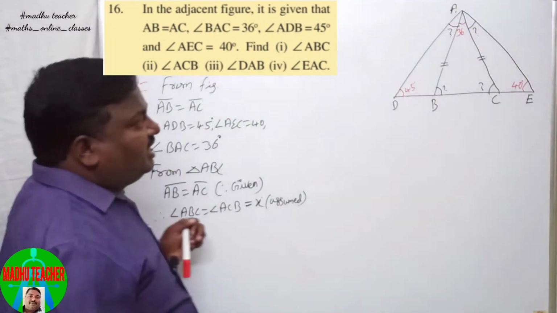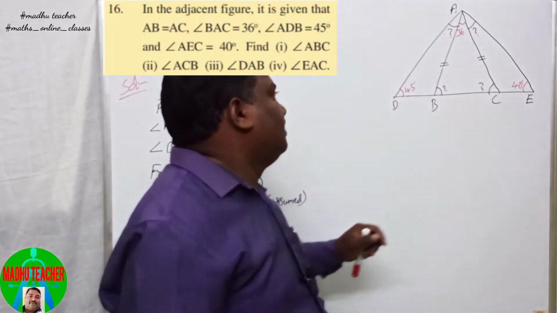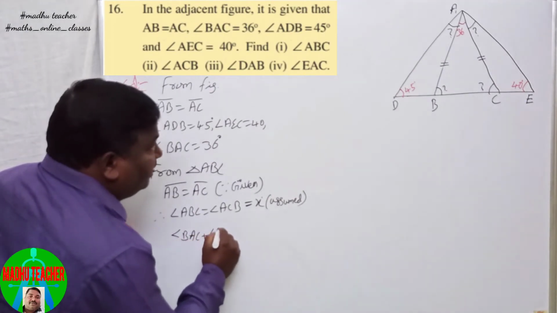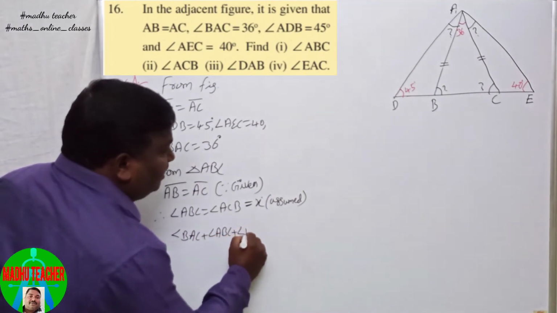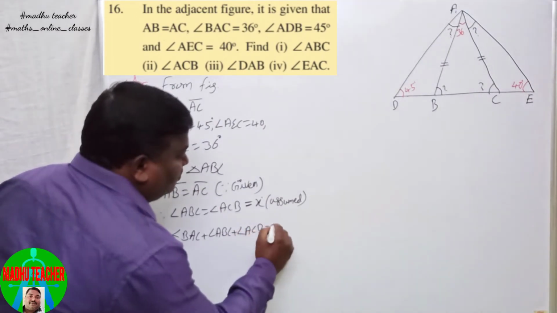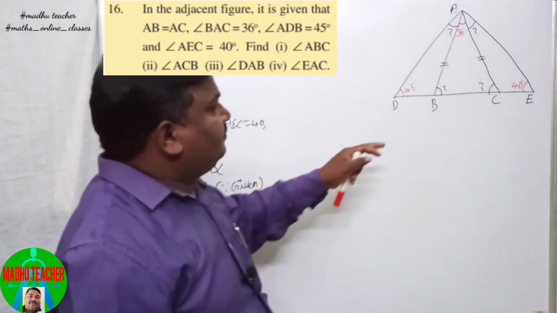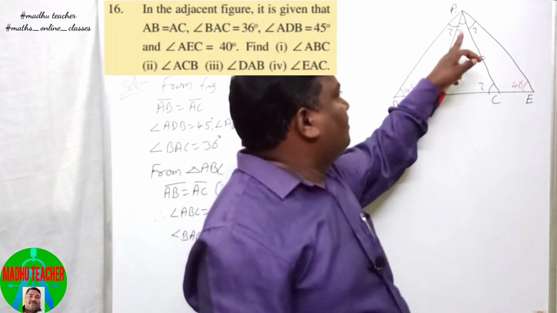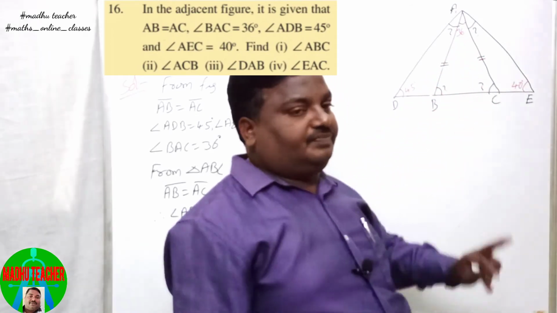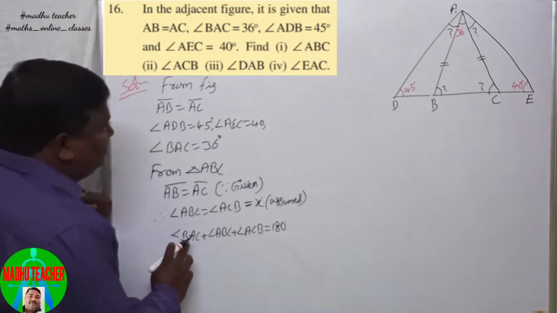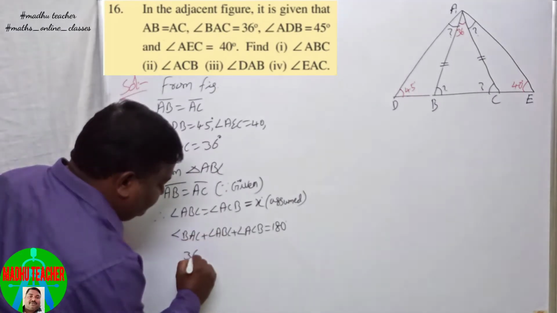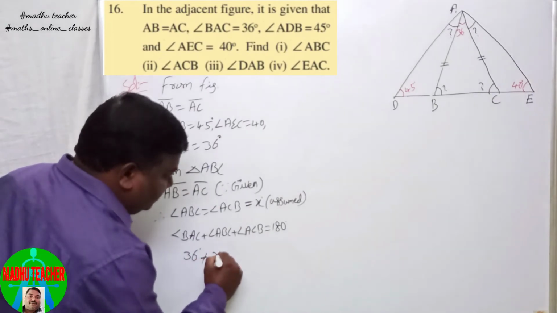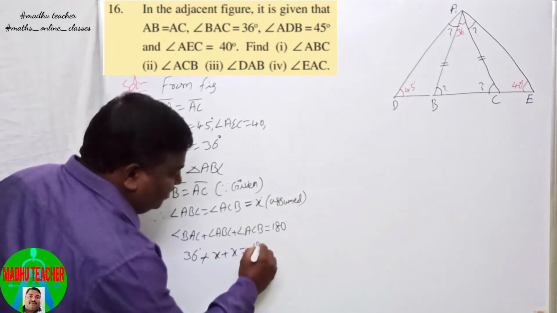So the sum of three angles in a triangle is 180 degrees. That is angle BAC plus angle ABC plus angle ACB equal to 180 degrees. These three angles sum to 180. BAC is 36 degrees, plus ABC and ACB both taken as x, equal to 180 degrees.